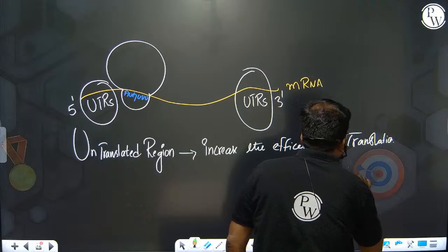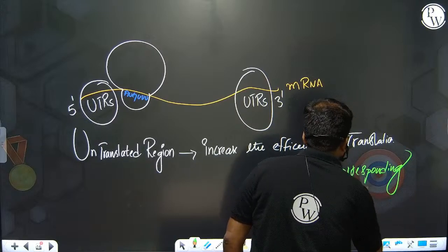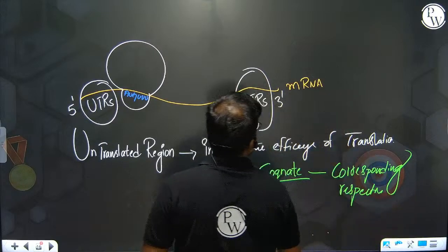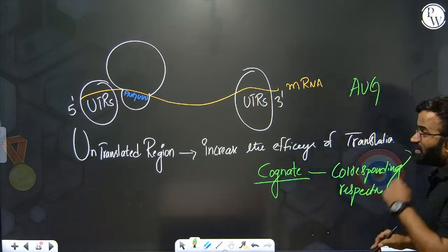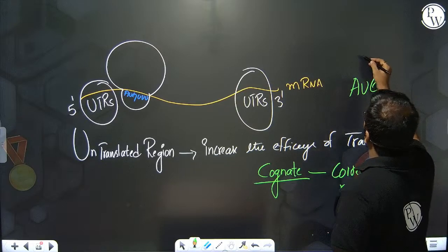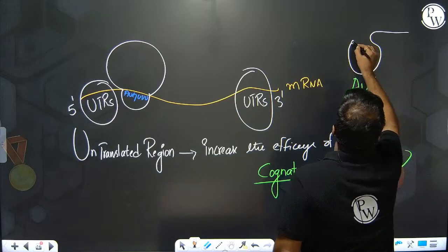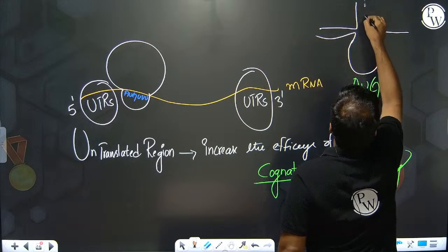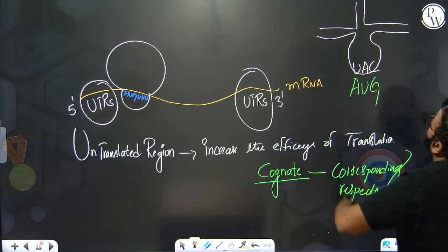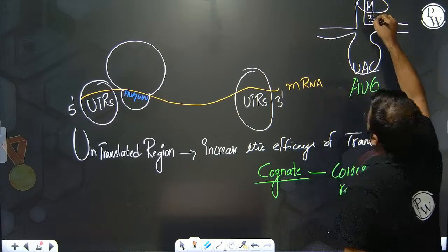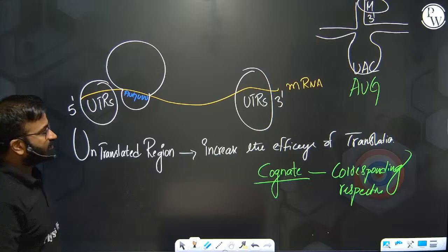Cognate means what? Corresponding or respective. What do you mean by that? AUG is the codon, which will add methionine. But to which tRNA? A tRNA in which the anticodon should be UAC. To such a tRNA, I will add methionine at the 3' end. That's what this statement means. Am I clear? Hello? Am I clear?